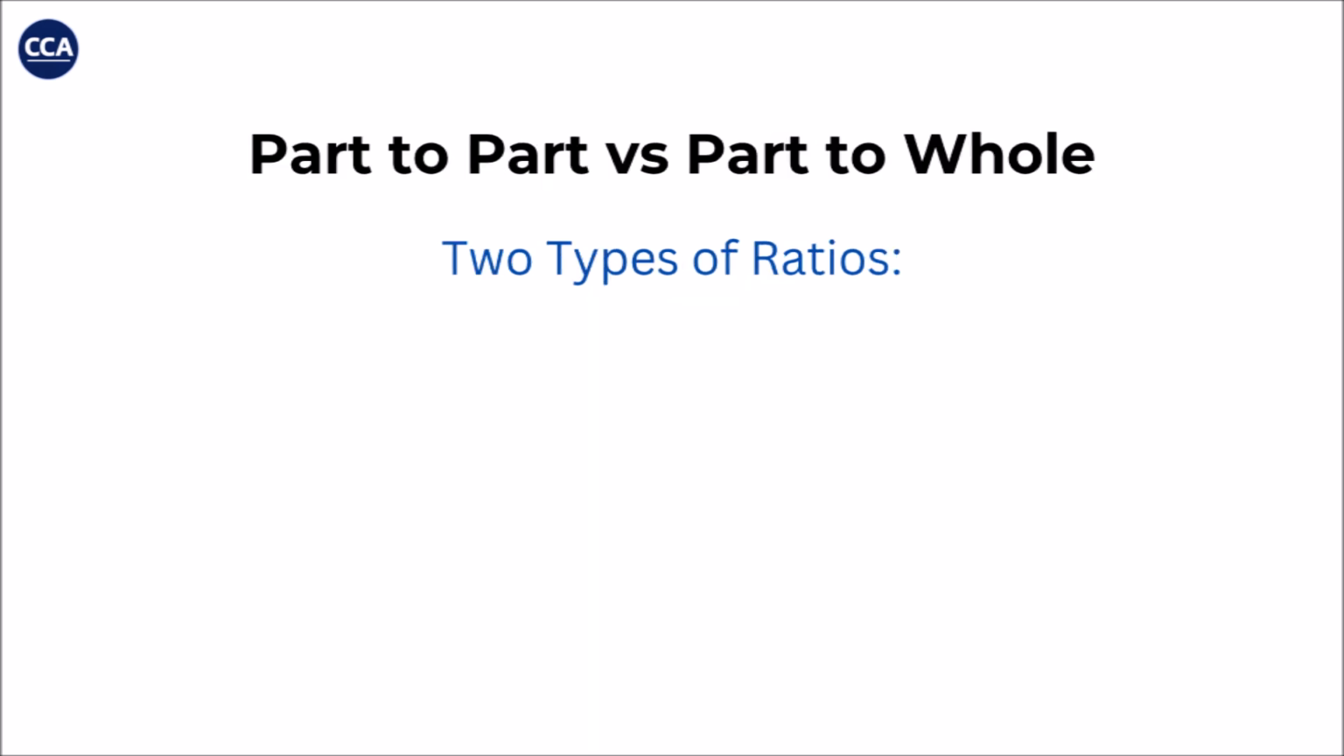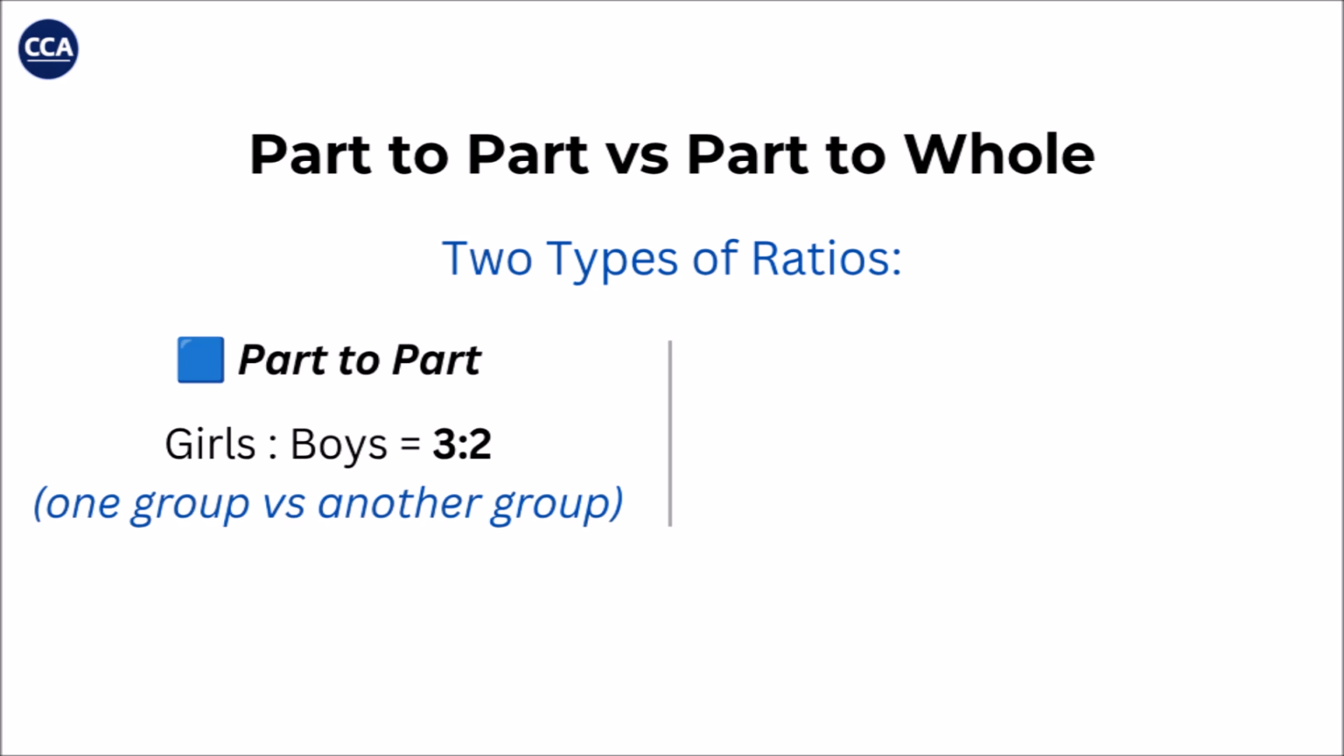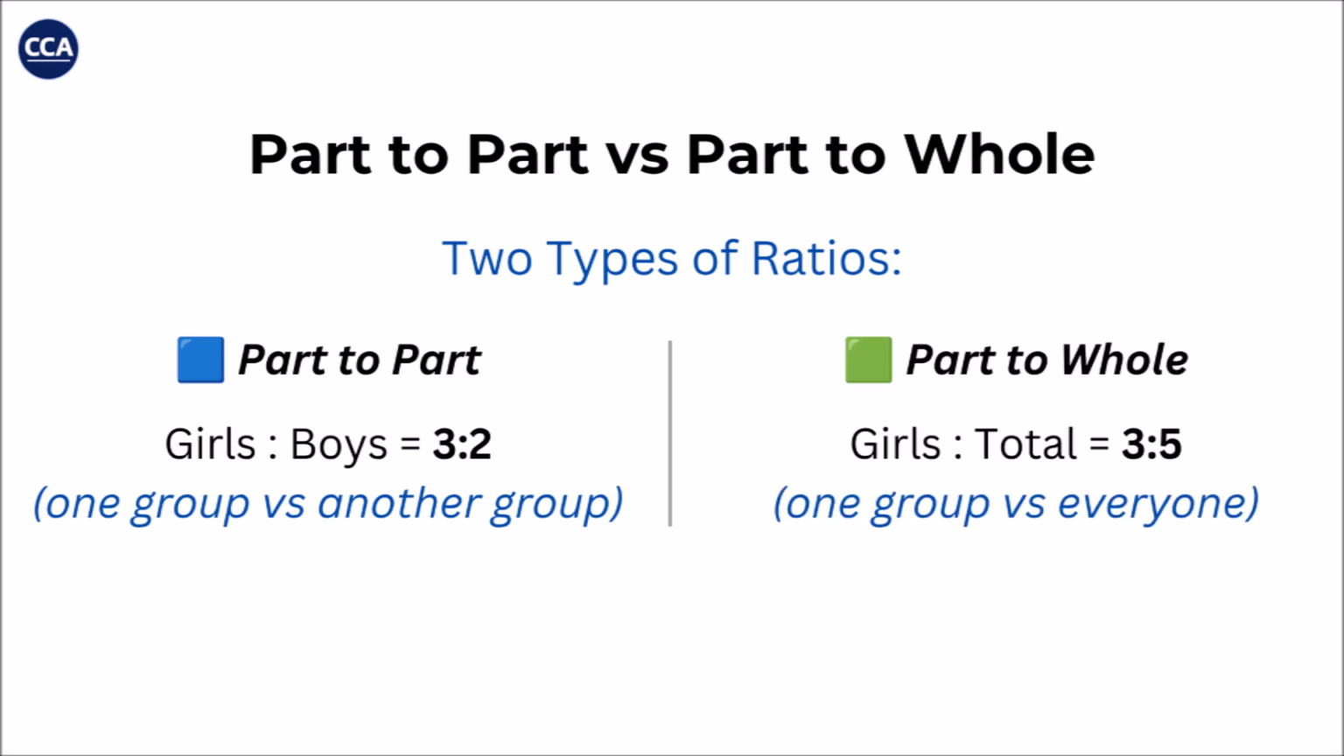Here is a concept that trips up a lot of grade 7 and 8 students. There are 2 types of ratios. Part to part. Compares one part to another part. Example. Girls to boys is 3:2. Part to whole. Compares one part to the total. Example. Girls to total students is 3:5.